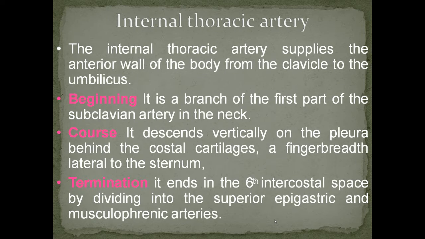Now we will see the internal thoracic artery. It supplies the anterior wall of the body from the clavicle to the umbilicus, and it is a branch of the first part of the subclavian artery in the neck. From its beginning, it descends vertically on the pleura behind the costal cartilage, a finger breadth lateral to the sternum, and it terminates in the sixth intercostal space by dividing into the superior epigastric and musculophrenic arteries.